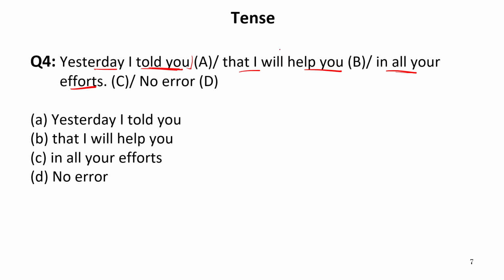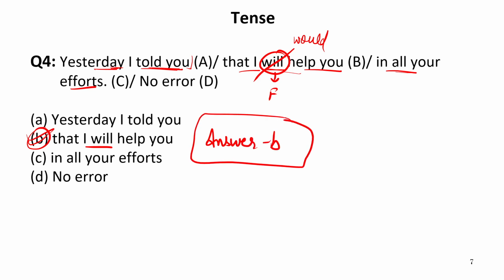Now if we look at the B part, that I will help you. Now will is used in future tense, whereas yesterday is the time of past. We cannot form a sentence using past and future together. Instead of will, if this sentence is in imagination, we'll write would over here, as we do in type 2 condition. So here the error is in part B. This will should be replaced with would. So our answer is B. The correct sentence will be yesterday I told you that I would help you in all your efforts. Now let us move to the next one.